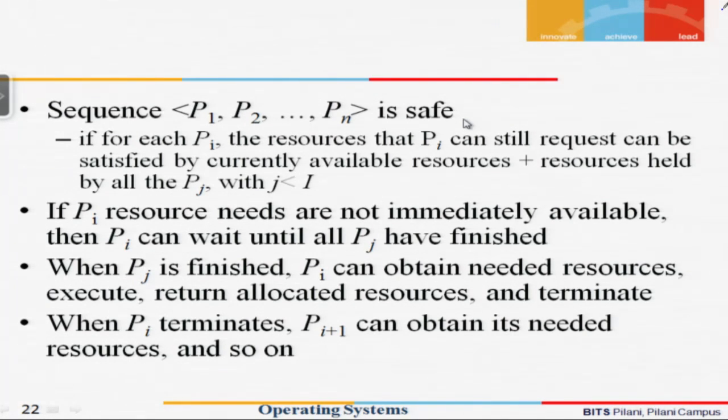So a sequence generated in this manner is named as a safe sequence. And we say that when Pj is finished, Pi can obtain the needed resources, execute, return allocated resources and terminate. So in this manner, successively every process would get a chance and would be able to execute without causing a deadlock.